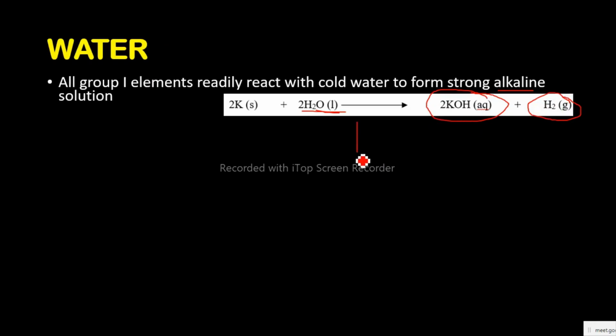The more you go down the group, the more the reactivity increases. Why? Because the more you go down the group, the more electropositive they become. So the higher the electropositivity, the higher the ease of losing their outermost electrons. Now, with water, however, the chemistry is different with group 2 elements.